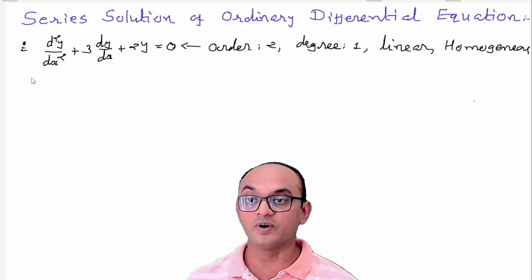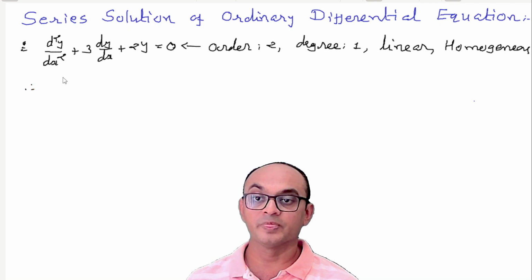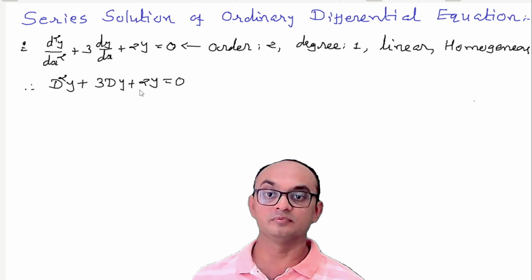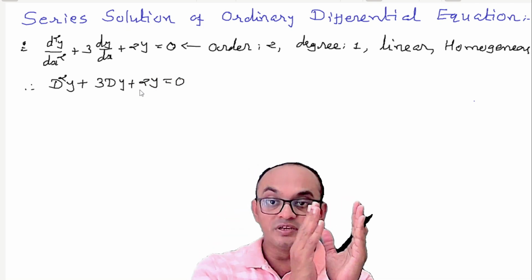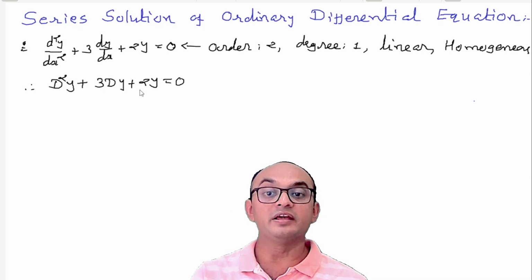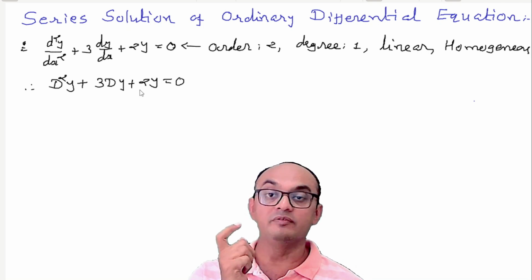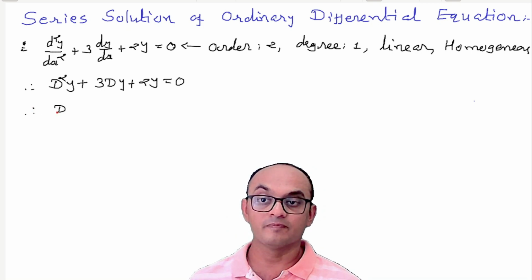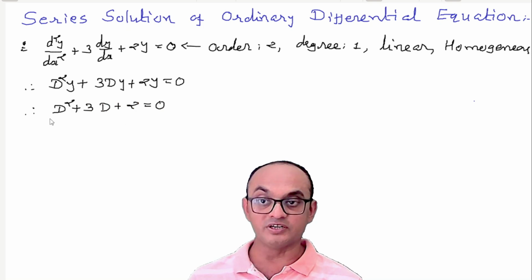And you know very well how we find the solution of this differential equation. We use the symbolic mathematics. d²y/dx² is represented by D²y plus 3 times Dy plus 2 times y equal to 0. The right hand side is 0, so the particular integral is 0. Now we only need to find the complementary solution. For that, the auxiliary equation is D² plus 3D plus 2 equal to 0.